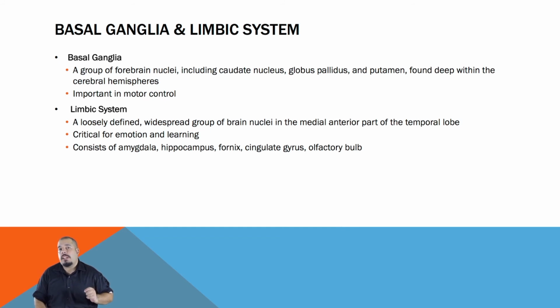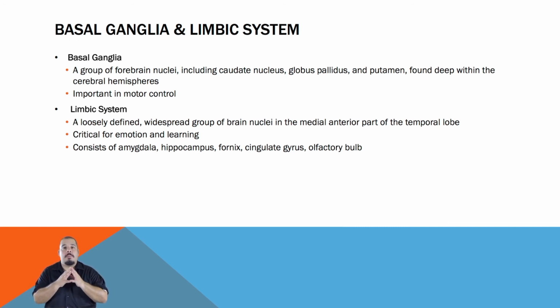The basal ganglia is a group of brain nuclei that includes the caudate nucleus, globus pallidus, and putamen. The basal ganglia is heavily involved in motor control, which is covered in chapter 11. However, we will not be covering this chapter this semester, but feel free to read on your own. Yeah, right.